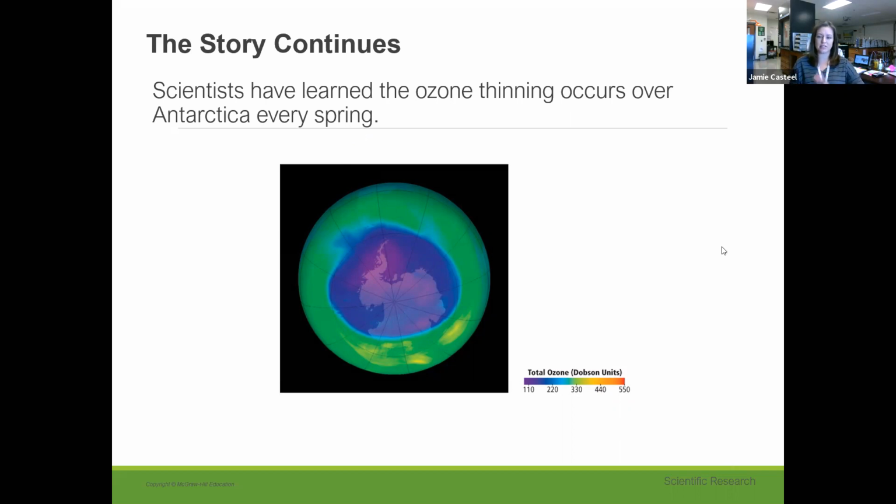Push pause, answer now. Guys, every spring, temperatures start to rise. As temperatures rise, particles move faster. As the particles move faster, you get more and more CFCs moving around, so they're going to interact with that ozone layer even more. Okay, we'll talk about that when we get to gas laws more.